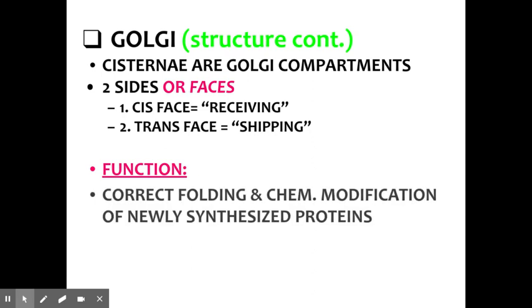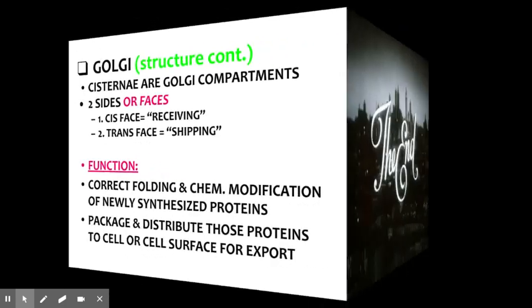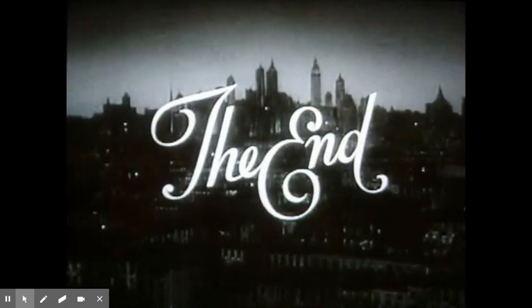The function of the Golgi is to ensure correct folding of secondary, tertiary, and quaternary structures and add chemical modifications to newly synthesized proteins as needed. They're going to package and distribute those proteins either within the cell or to the cell surface at the plasma membrane for cellular export. All right, that's it. The end.